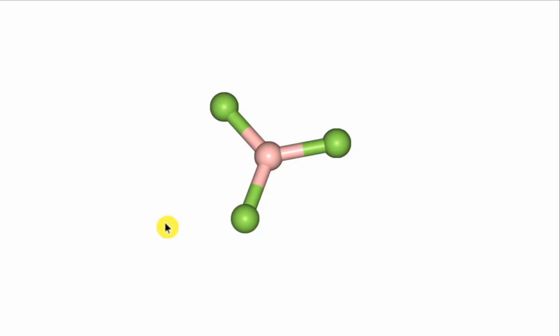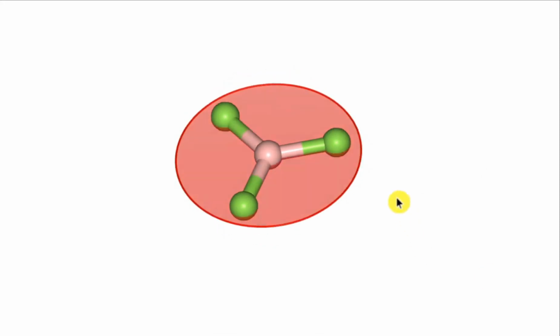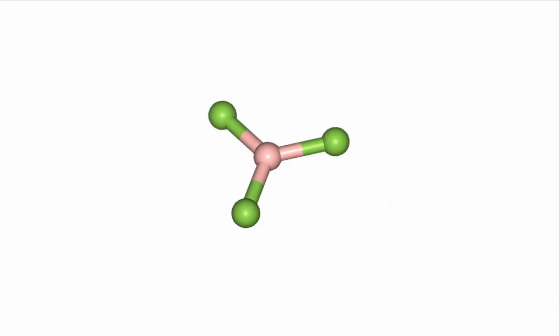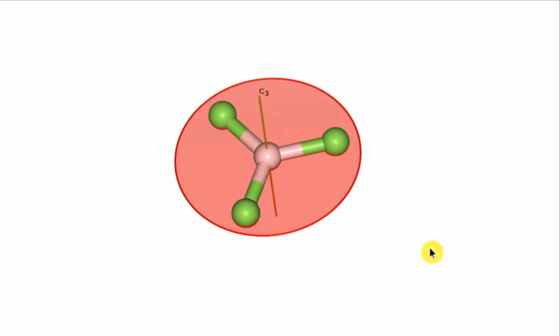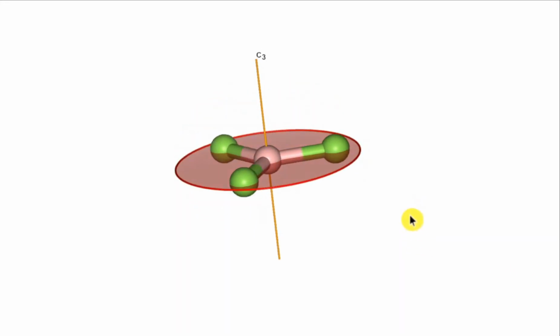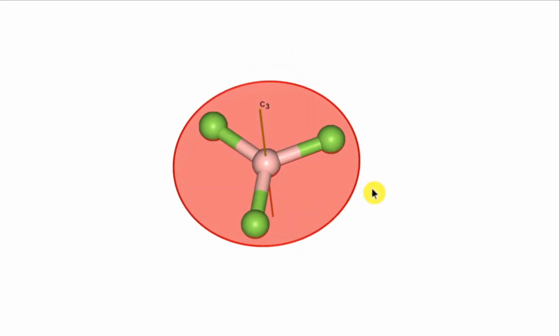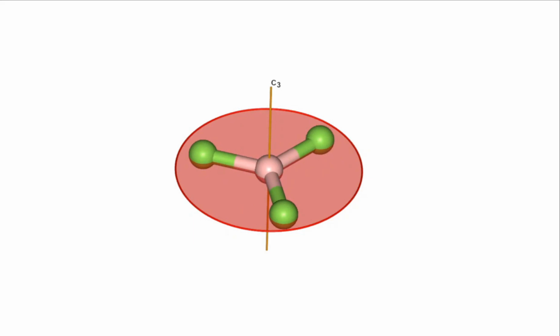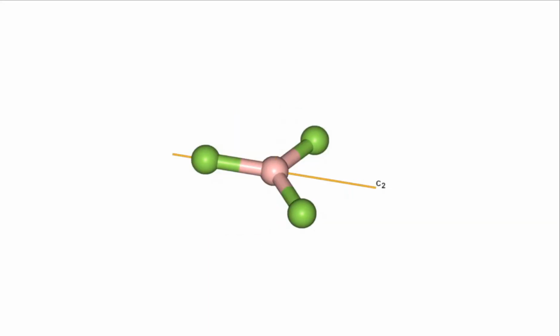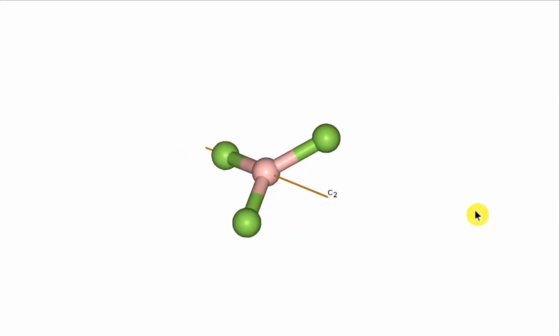So here in this example we have boron trifluoride, which is a planar molecule, and we have seen it has a molecular plane, and that is this plane. And perpendicular to this plane we have a rotation axis, which is a C3 axis. That means rotation along this axis through 120 degrees is a symmetry operation. That is, if I rotate it through 120 degrees, it leads to a configuration indistinguishable from the original position.